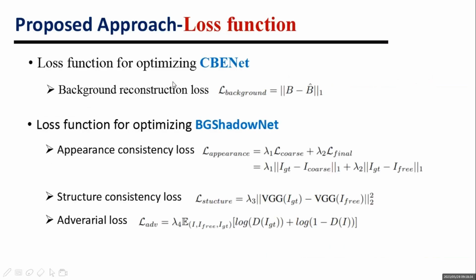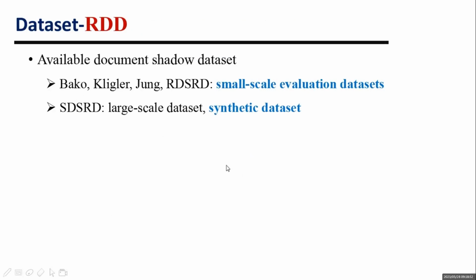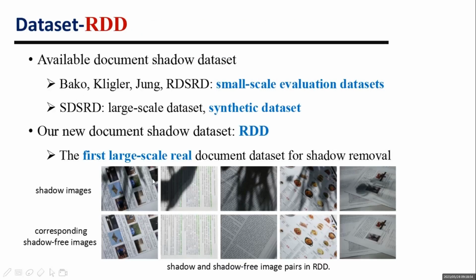In our experiments, CBNet and BG ShadowNet are trained separately. We first train CBNet using the background reconstruction loss as the constraint. Next, we fix the CBNet and train BG ShadowNet using 3 losses as the constraint. We also construct a new dataset comprised of real document images to facilitate the performance of document image shadow removal, which is the first large-scale real document dataset for shadow removal to the best of our knowledge.